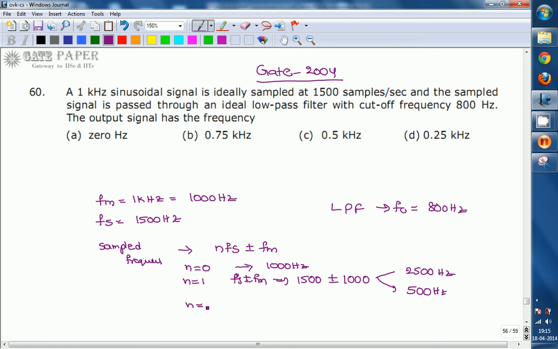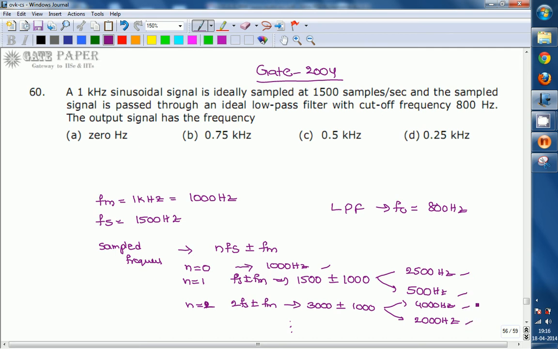Similarly, if n equals 2, that is 2 fs plus or minus fm, that is 2 into 1500, which is 3000, plus or minus 1000. Then the available sampled components are 3000 plus 1000, that is 4000 Hz, and 3000 minus 1000, that is 2000 Hz. Like that, so on. Here the available spectral components are 1000 Hz, 2500 Hz, 500 Hz, 4000 Hz, and 2000 Hz.